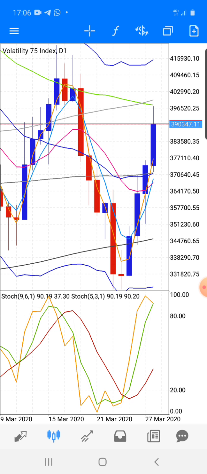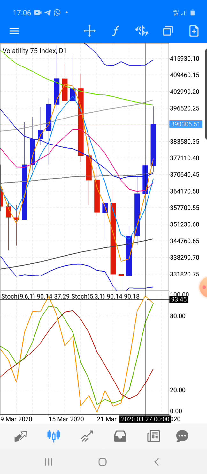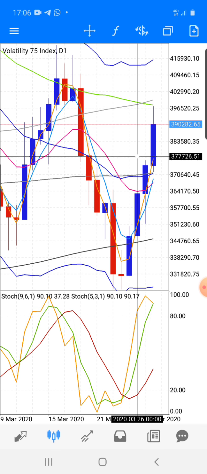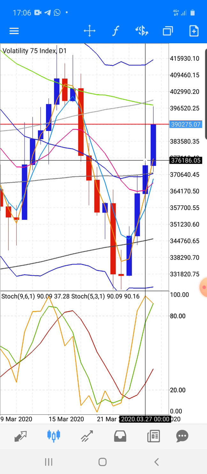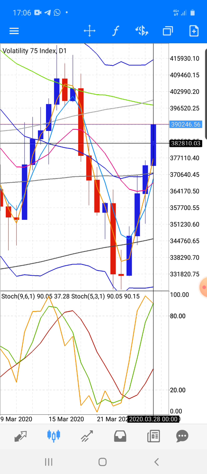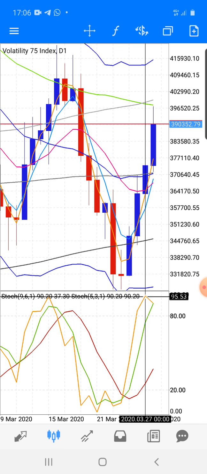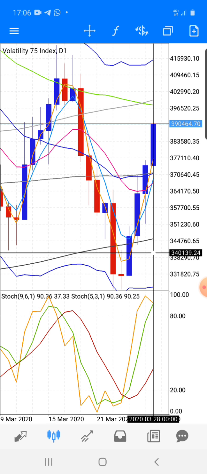Now we are seeing the yellow stochastic right here on the daily. You see it's pointing down now, guys. On the daily it's pointing down. So even though the 2 SMA of momentum is showing us a buy, the stochastic oscillator is showing us that that buy is likely coming to an end because it's coming down.